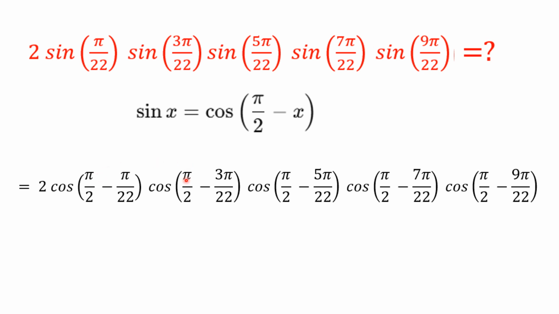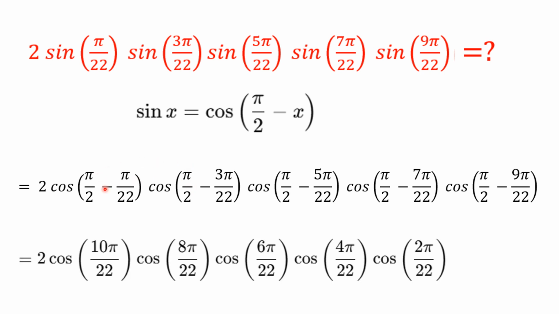By combining the fractions in the angles, we get 2 cos of 10 pi by 22, cos of 8 pi by 22, and cos of 6 pi by 22, and cos of 4 pi by 22, and cos of 2 pi by 22.